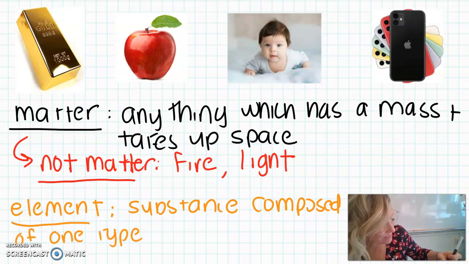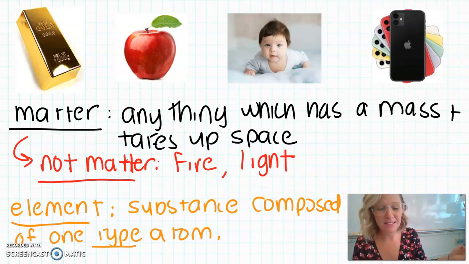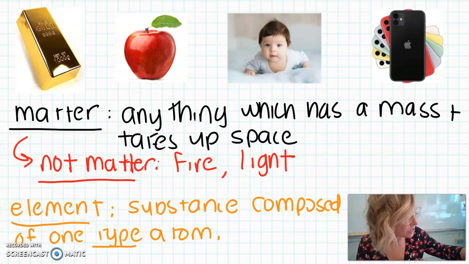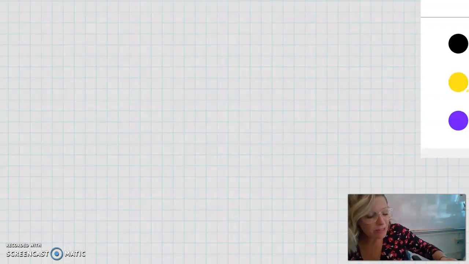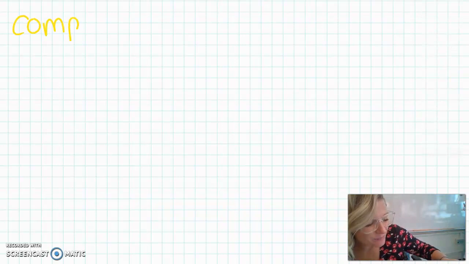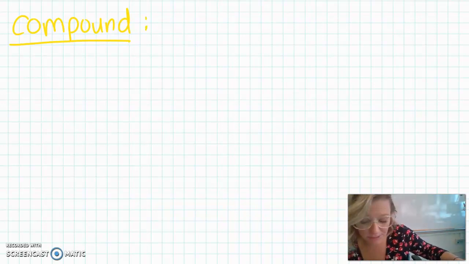Okay, so every single atom that is in that gold is the same. They're identical, and therefore they are made of only one type of atom, and therefore it's an element. All right, so let's go ahead and talk a little bit about what is a compound. A compound is slightly more complex, but a compound also, like the element, is going to be considered a substance.